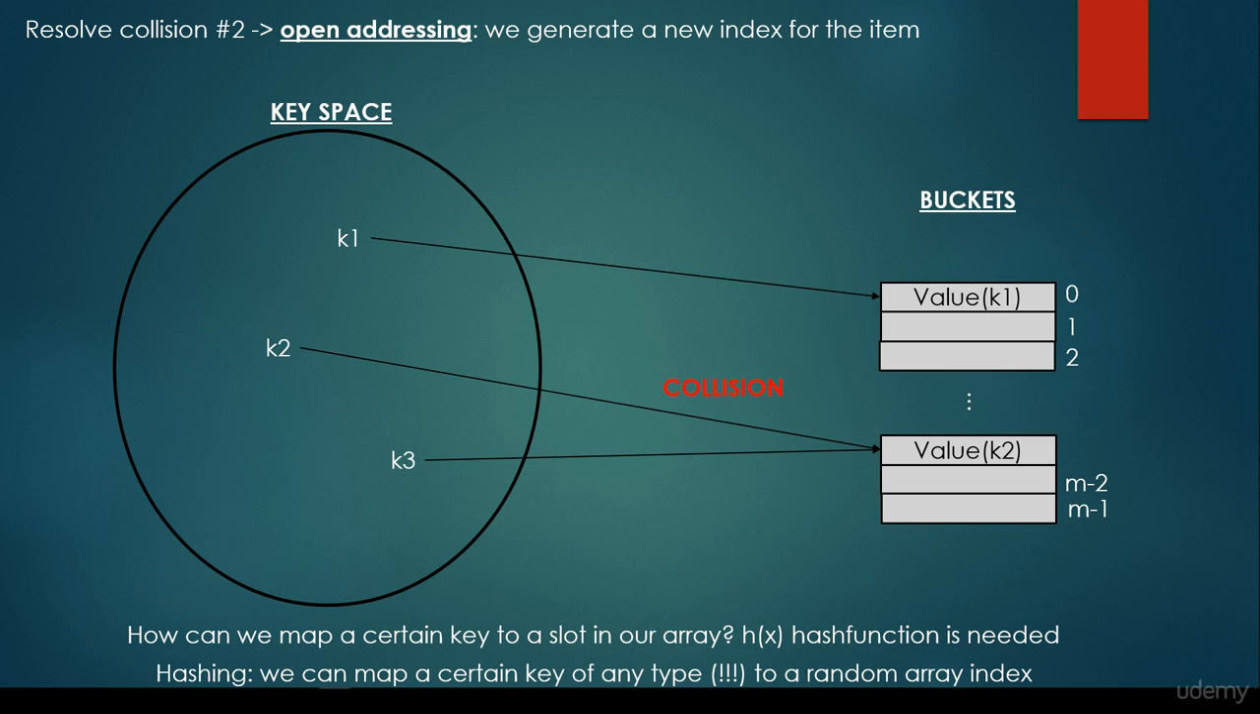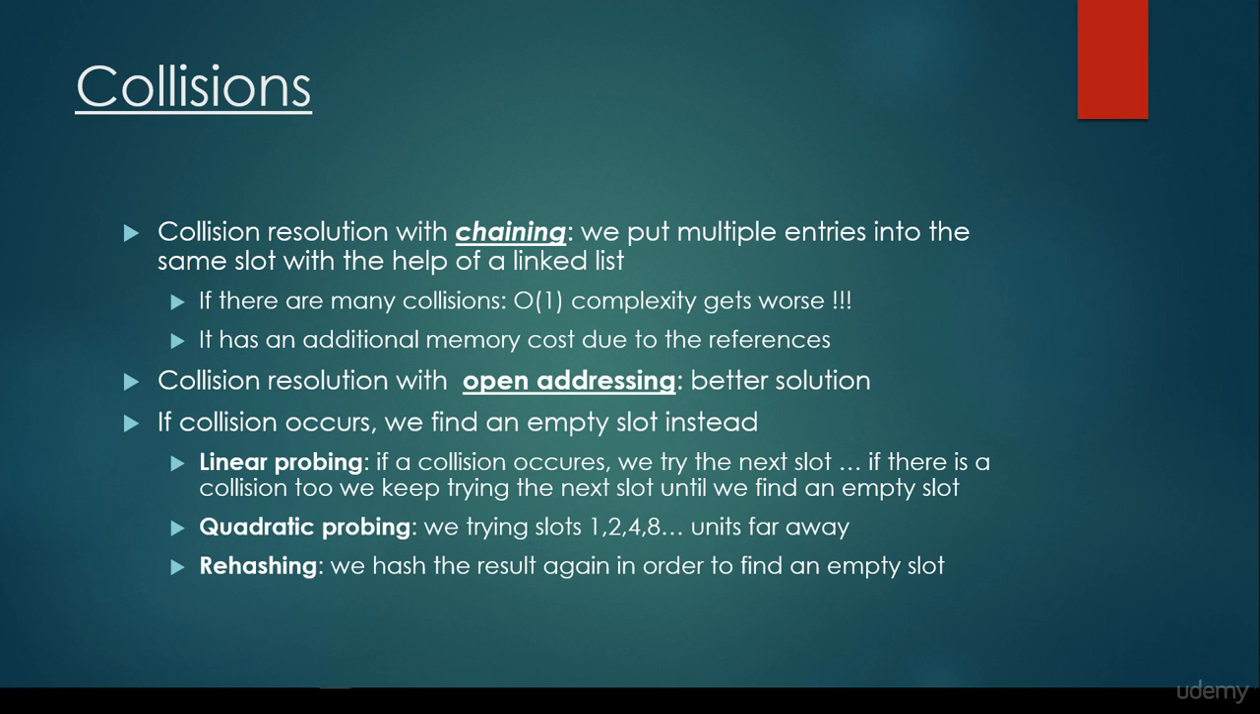Okay, we have been considering chaining, so we could use a linked list in order to store two items in the same array index. But another solution is the open addressing, where we generate a new index for the item because we have come to the conclusion that this array slot is not empty. Okay, so for example, we consider the next array slot available, which is the m-2 index. Okay, so just to summarize again, what about collisions? We can solve the collision problem two ways, chaining and open addressing.